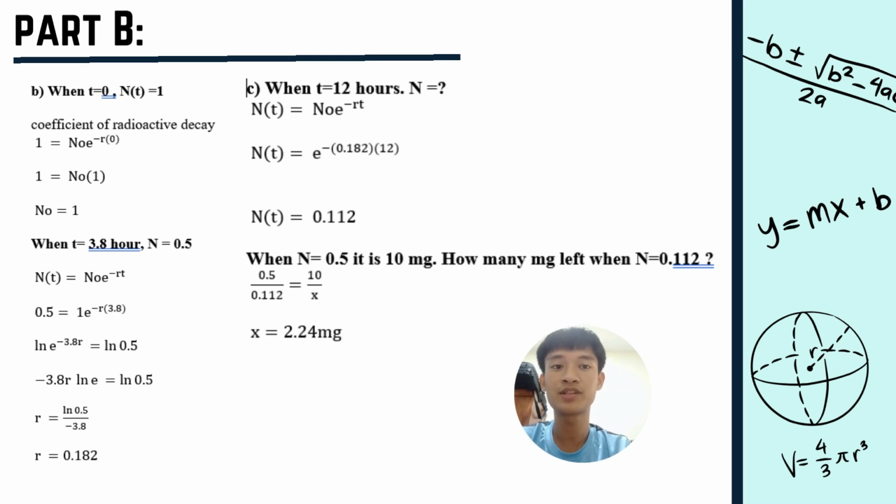And then the question also gave us, after 3.8 hours, the amount left is half, which means after 3.8 hours, N equals 0.5. So from here we can calculate the value of r.